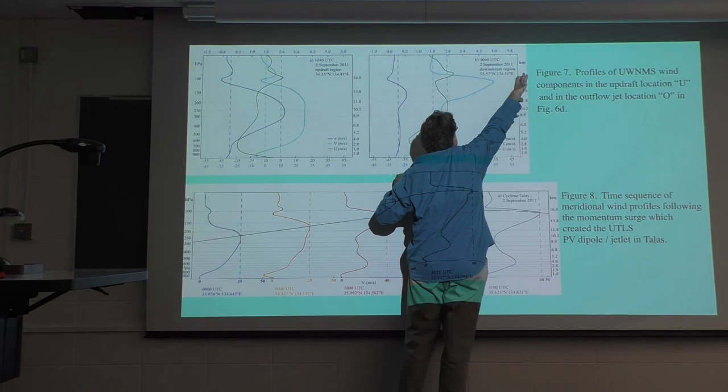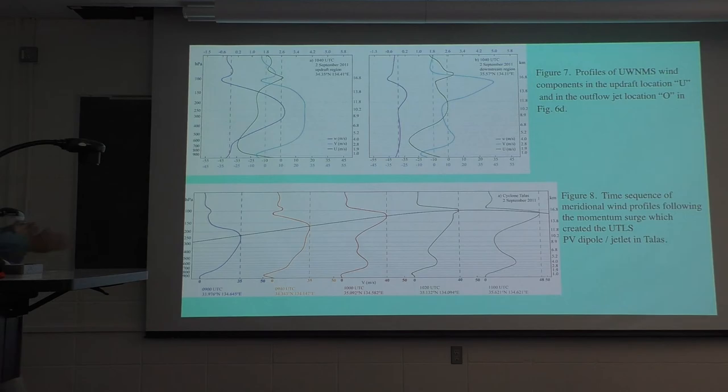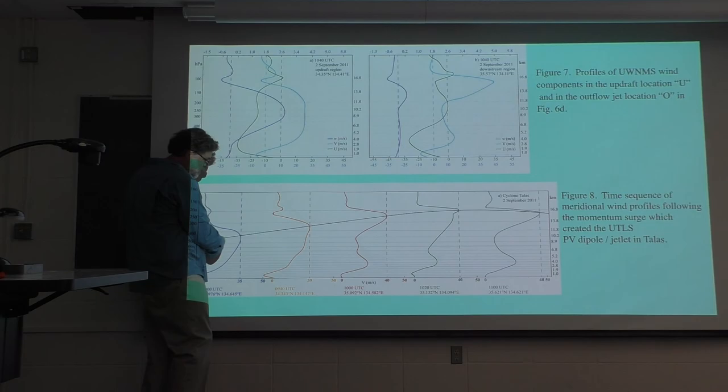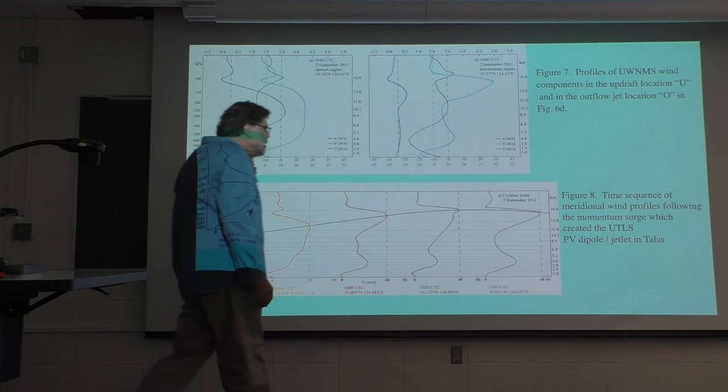tropopause. So we took a time sequence of meridional wind profiles, and you can see that there's a kind of momentum surge that goes up and through these convective complexes, and rises in time, overshoots, and then comes back down. And this period of time is about 2 hours.